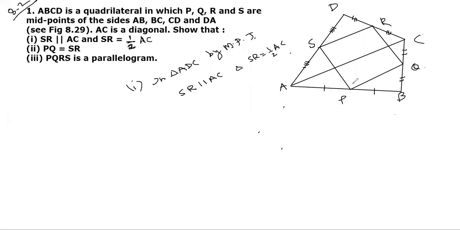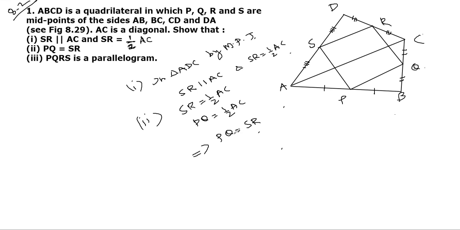Second, you have to show that PQ is equal to SR. So PQ is equal to half of AC because PQ is the side of triangle ABC. SR is also equal to half of AC. So when these two are equal to half of AC, this implies that PQ is equal to SR. So we have proved that PQ is equal to SR.